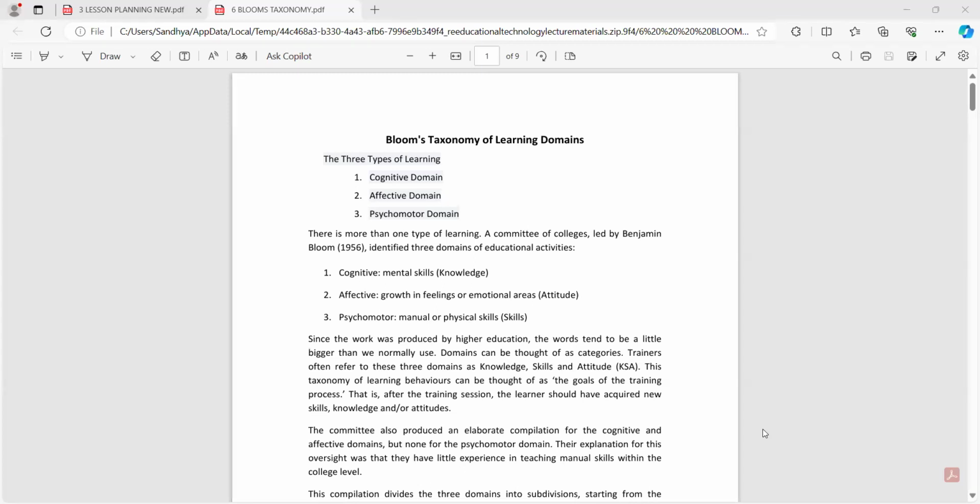Any teaching you do, the students will be able to learn something related to the cognitive domain, something related to the affective domain, something related to the psychomotor domain. You don't have to think it's only cognitive, only affective, or only psychomotor. All 3 domains should be catered to in your teaching. So we'll further see what these domains are. Cognitive domain, another term for it, is knowledge related.